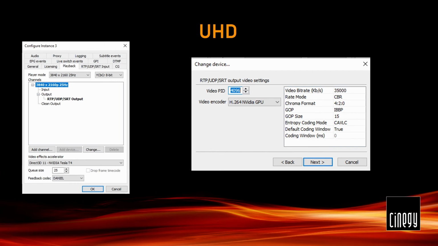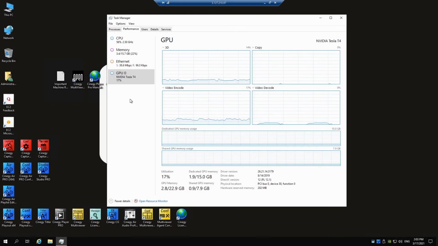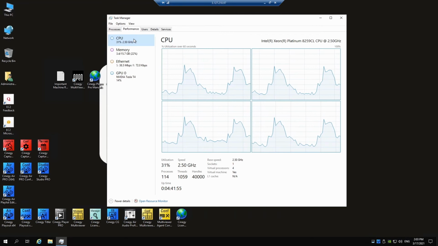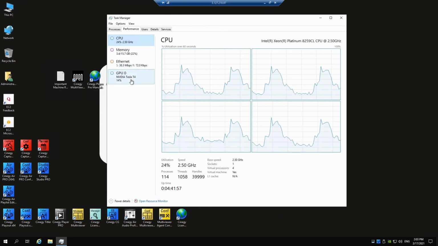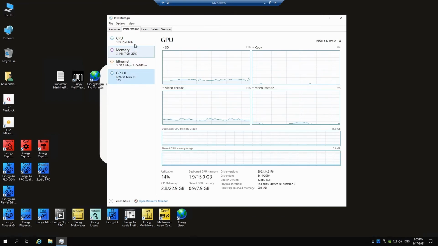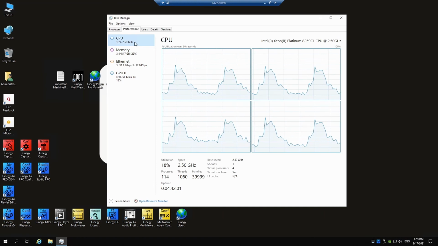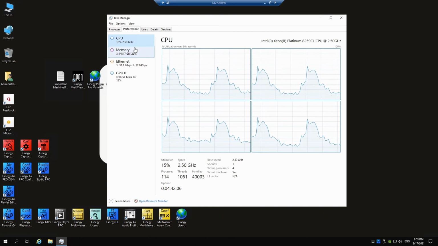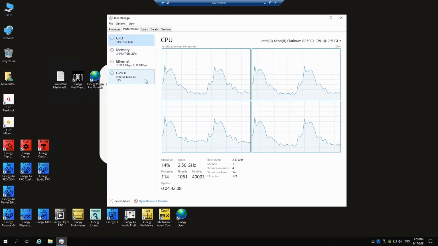So let's take a look at the loading. Here we have the G4 AWS instance playing out my single UHD channel, and at the moment you can see the CPU load is going up and down around 30%, and the GPU is staying around 14% utilization. You'll see the CPU load now is reducing down to 16-18%, whilst the GPU load has increased slightly.